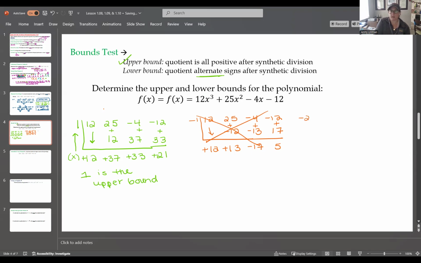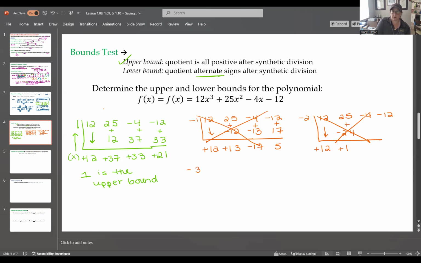So let's try -2. So I do the same thing. Okay, so this is 12, which is positive. So if this is the lower bound, the next number I see beside 12 has to be negative. If it's not negative, it means it's not the lower bound. Stop and move on. So 12 times -2 is -24. But when I add those together, this is +1. Signs did not alternate, not the lower bound. Keep going.